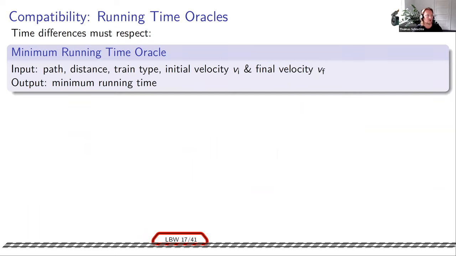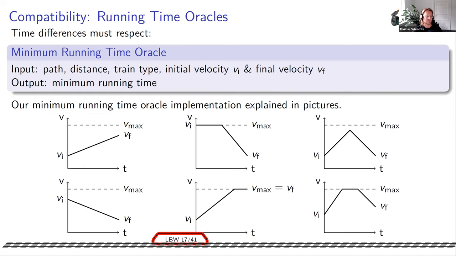So here is now the formalization of how we define our running time. I will skip this a little bit and just go through the picture. These are classical speed curves we assume, so that we can have these oracles, which tell us for some edge in our network what is the minimum running time of train request A with the start velocity of 17 and the end velocity of 100. You can consider different speed profiles with acceleration, deceleration, or being at top speed. All these curves might lead to different running times, but in the end, we take the minimum, so that we know that is, for these speed curves, the minimum running time.